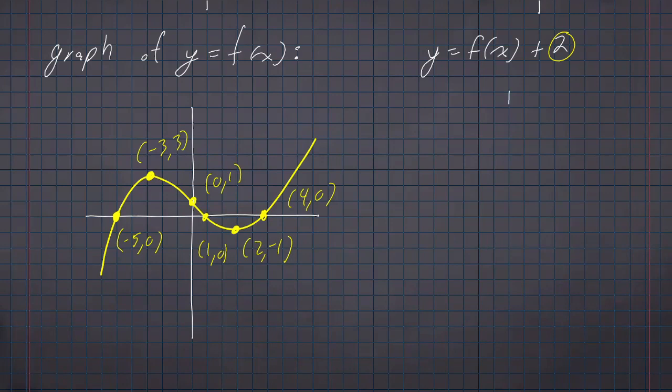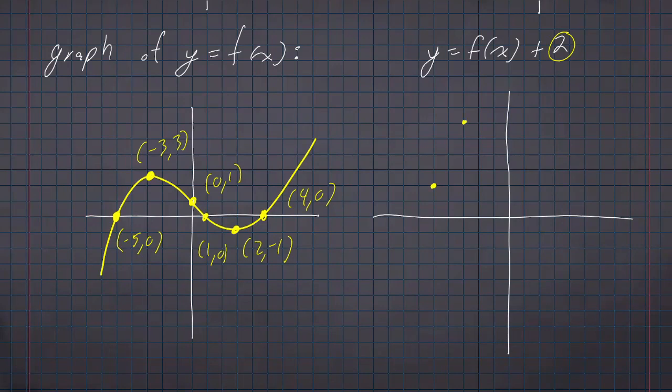So if I draw out my coordinate axes again, this time all of my x coordinates are going to stay the same. All of my y coordinates are going to increase by 2. So instead of -5, 0, we're now going to be looking at -5, 2. Instead of -3, 3, we're now going to be looking at -3, 5. Instead of 0, 1, we're going to be looking at 0, 3, 1, 2, 2, 1, and 4, 2. Otherwise, the curve is going to more or less take the same shape. Again, my ability to draw the same curve taking the same shape notwithstanding.